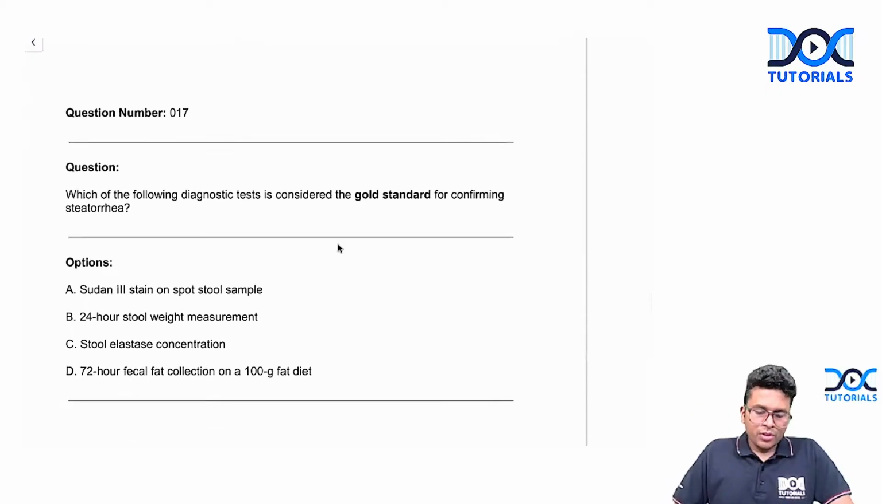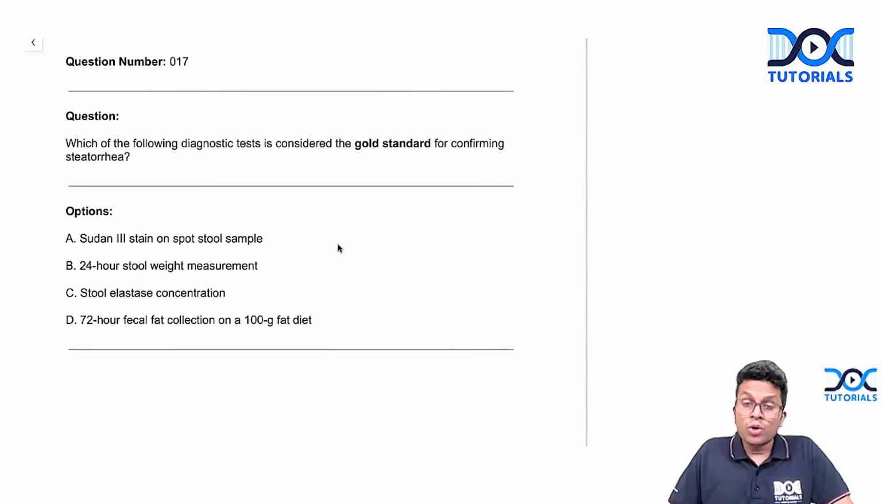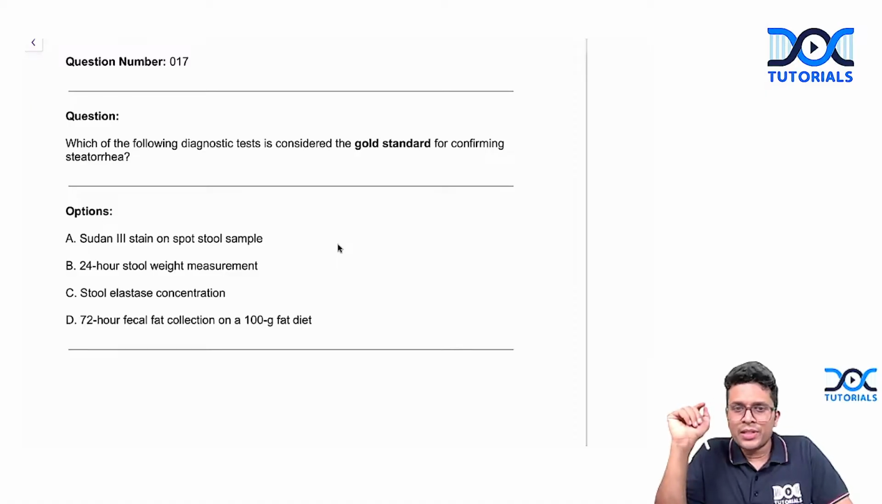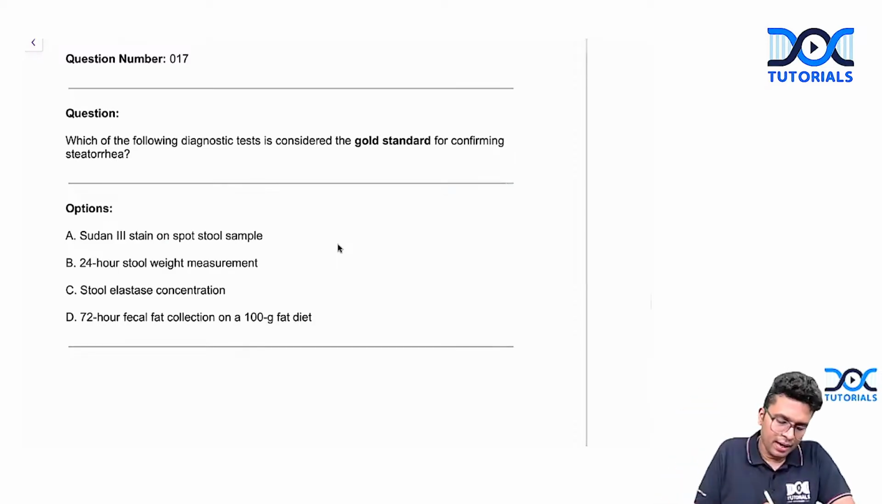Question number 17. Which among the following diagnostic tests is considered the gold standard for confirming steatorrhea? Again, chapter malabsorption. Options are Sudan III stain on a spot stool sample. This is a good qualitative test, but it's not the gold standard. 24-hour stool weight measurement is also not the gold standard. 72-hour fecal collection after a 100-gram fat diet is the gold standard.